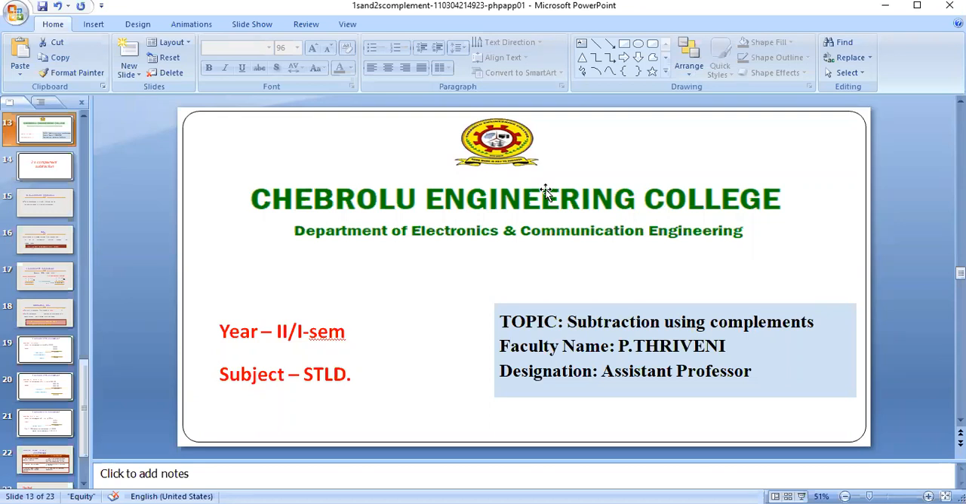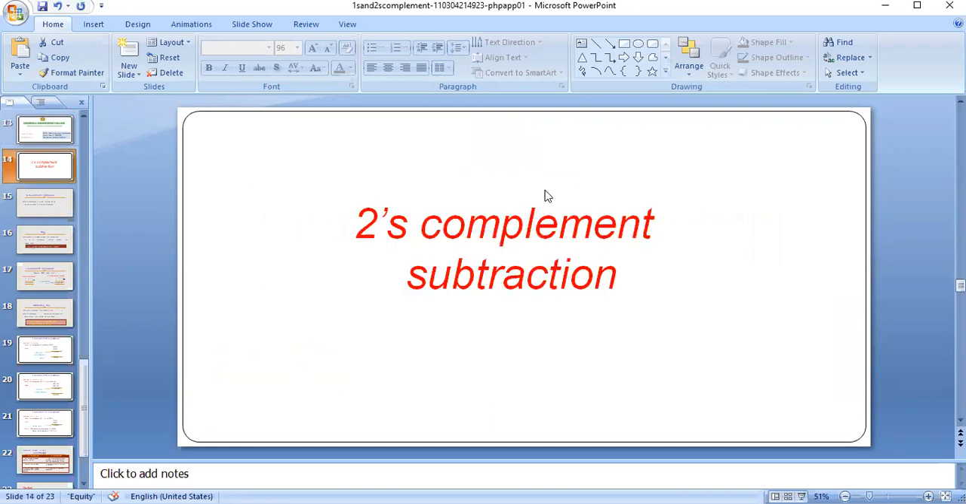Good morning. In today's session, I'm going to explain subtraction using the two's complement method. In the previous class, we already discussed subtraction using the one's complement method. One's complement and two's complement methods are only for binary number systems. In the previous class, we also discussed R's complement and R minus 1's complement for the different number systems.